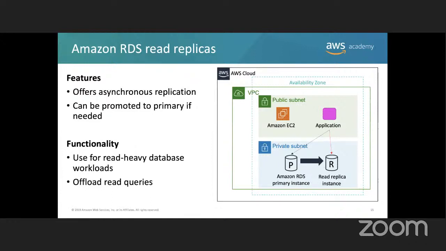Read replicas can be created in a different region than the primary database. This feature can help satisfy disaster recovery requirements or reduce latency by directing reads to a read replica that is closer to the users.